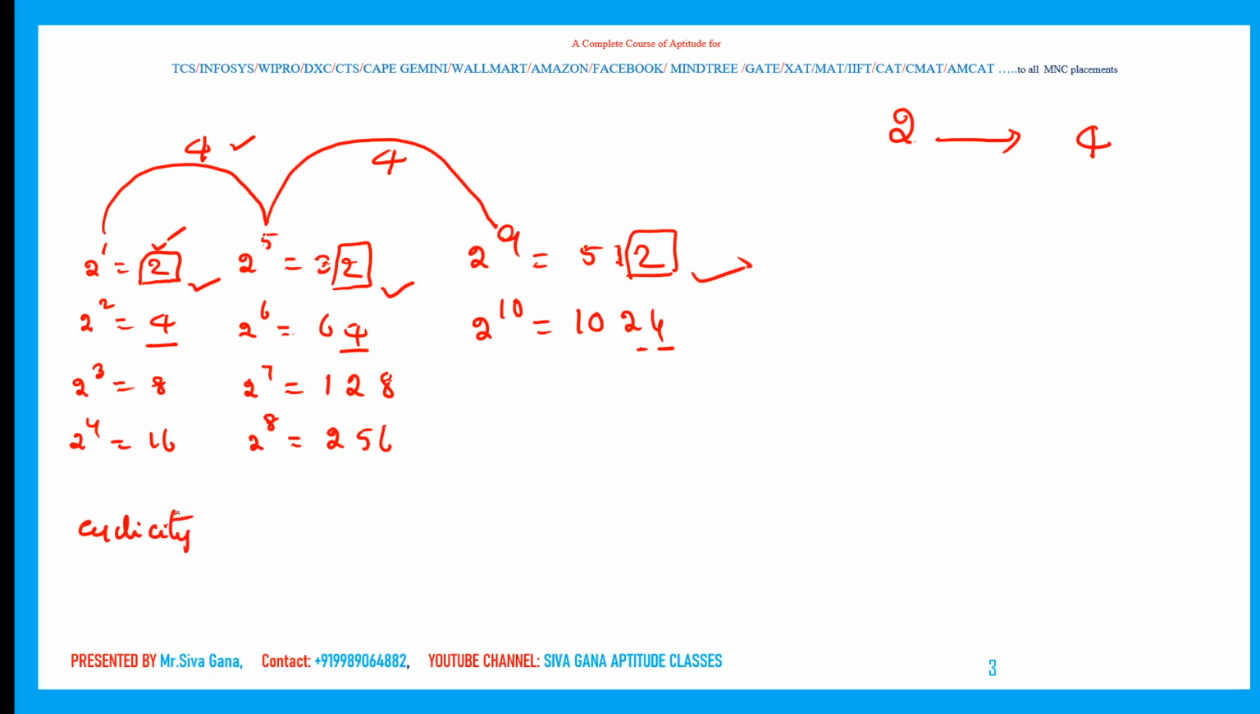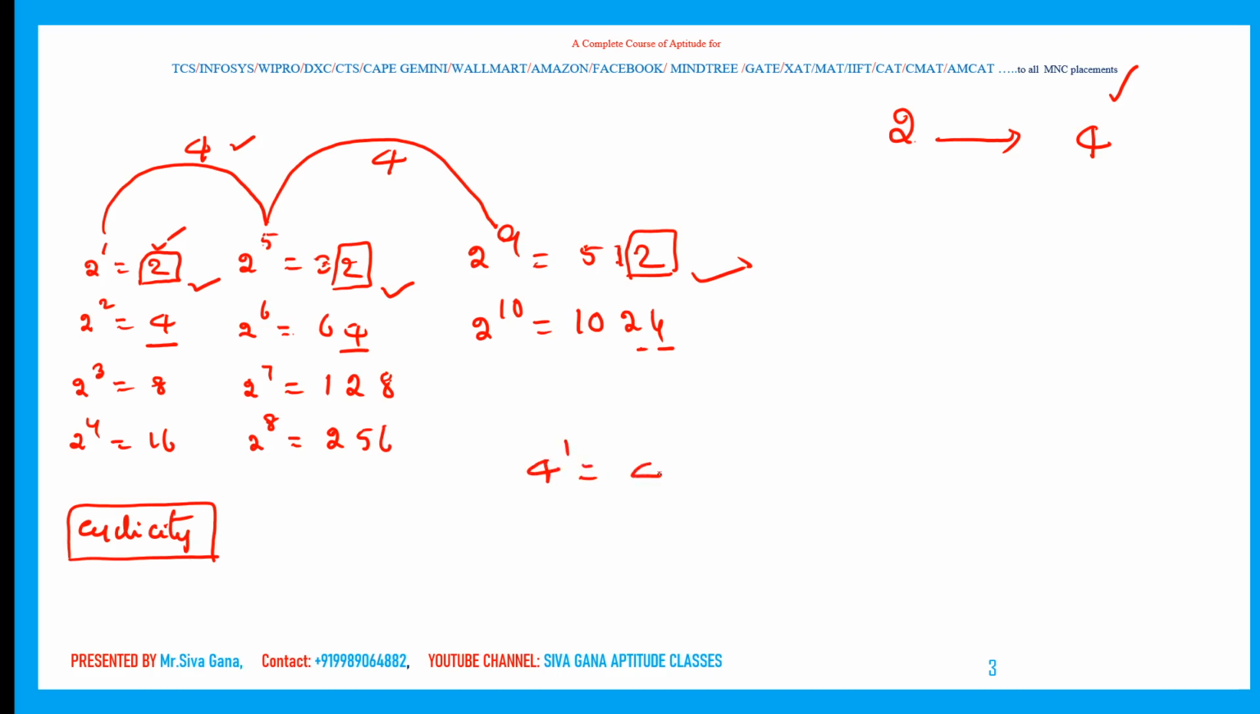After how many powers the unit digit is repeated is called cyclicity. So for the digit 2, what is the cyclicity value? 4, which means for the digit 2, after every 4 powers the unit digit is going to be repeated. Now let us see for the digit 4.